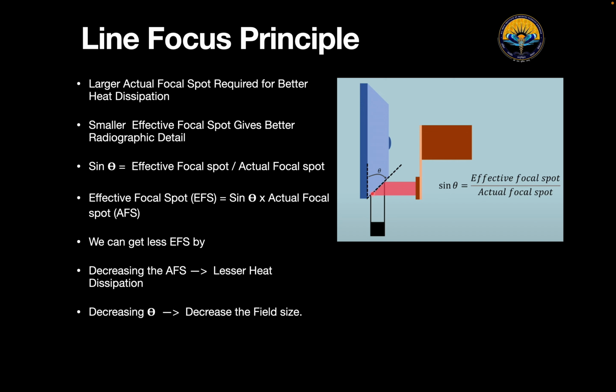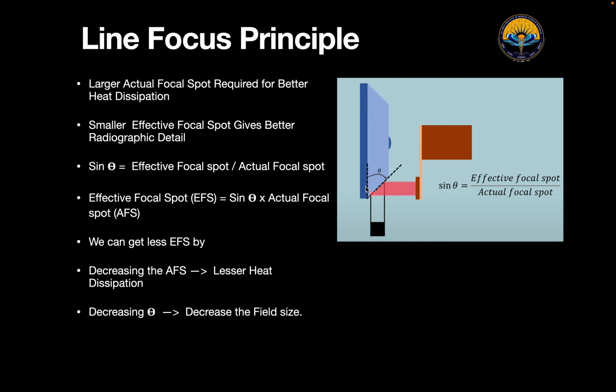Starting with the line focus principle. This was actually a dilemma because we wanted a larger focal spot. A focal spot is the point where the electron beam will go and hit the anode. So we want this area to be more, because if this area is more, there will be more and more heat dissipation. So we wanted a larger focal spot. But if we have a very large focal spot, the quality of the radiograph will not be very good. So for a good radiograph, we want the focal spot to be very small.